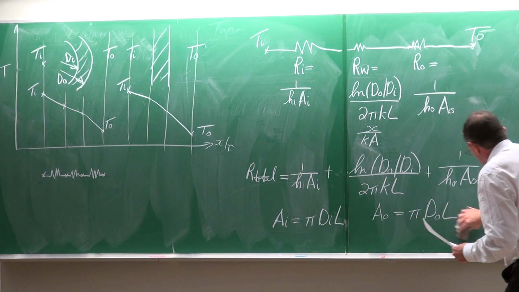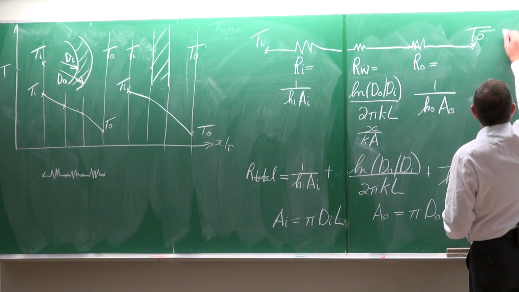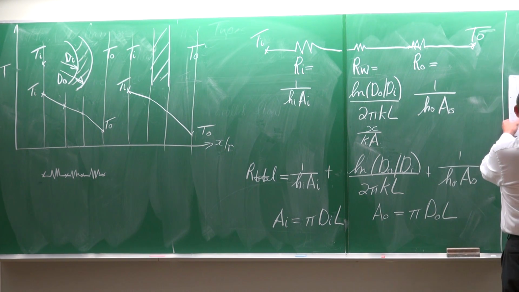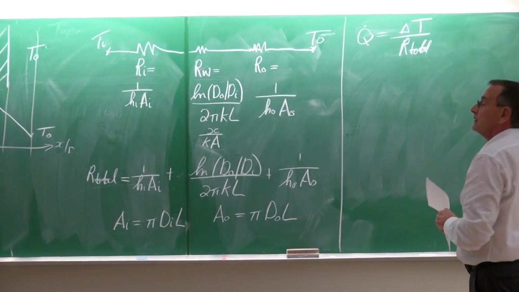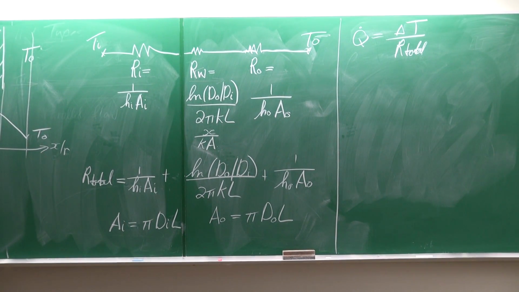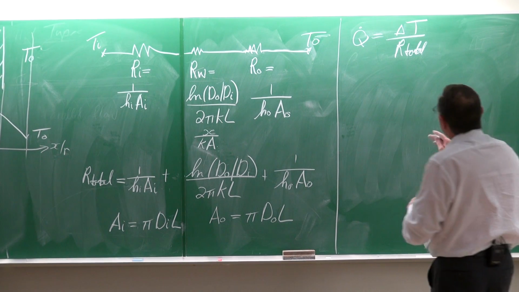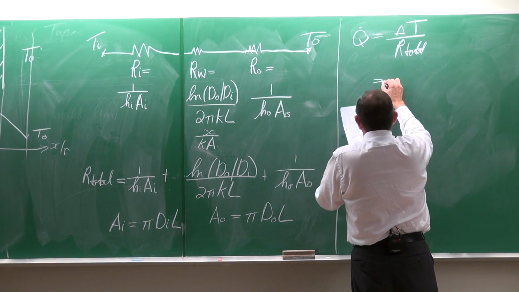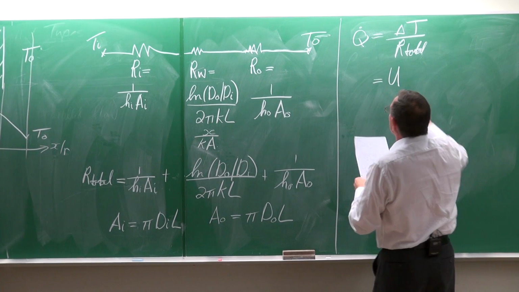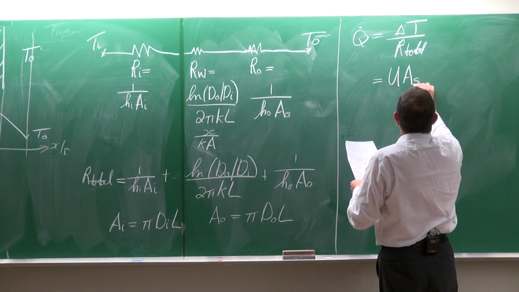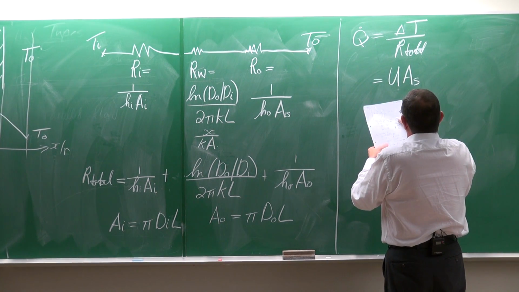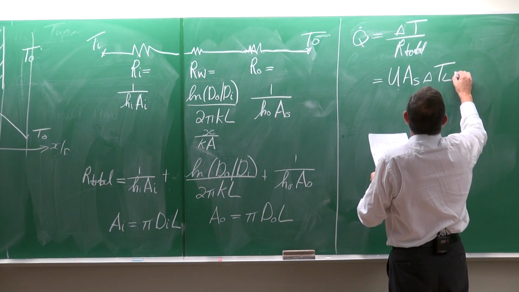And in general, what you've done in chapter 3 last year is to say that the heat transfer rate is equal to delta T divided by the total resistance. Okay. Now just like that, we are going to say that for heat exchangers, the heat transfer rate is equal to the overall heat transfer coefficient multiplied by the surface area multiplied by LMTD.